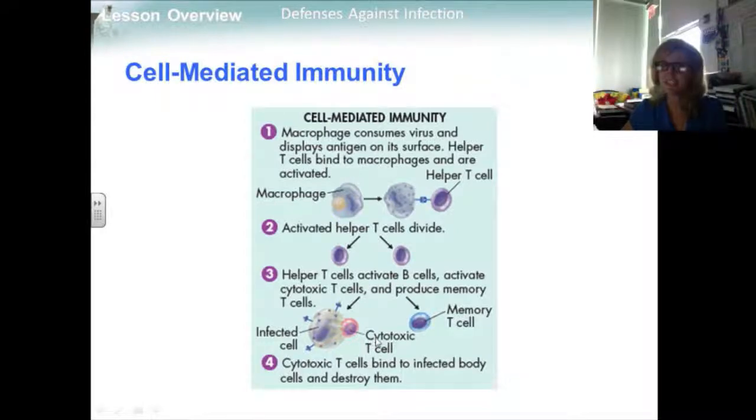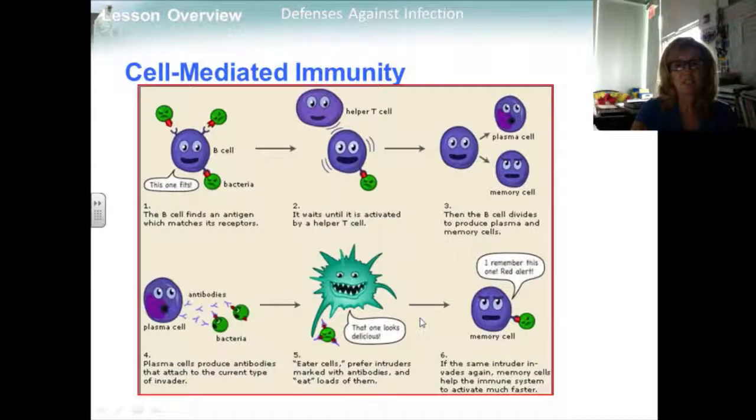The cytotoxic T cells hunt down the body cells infected with a particular antigen and kill the cells. They kill infected cells by puncturing the membranes or initiating apoptosis, as you remember is programmed cell death. The memory T cells enable the immune system to respond quickly if that same pathogen enters the body again. Pretty cool, isn't it?